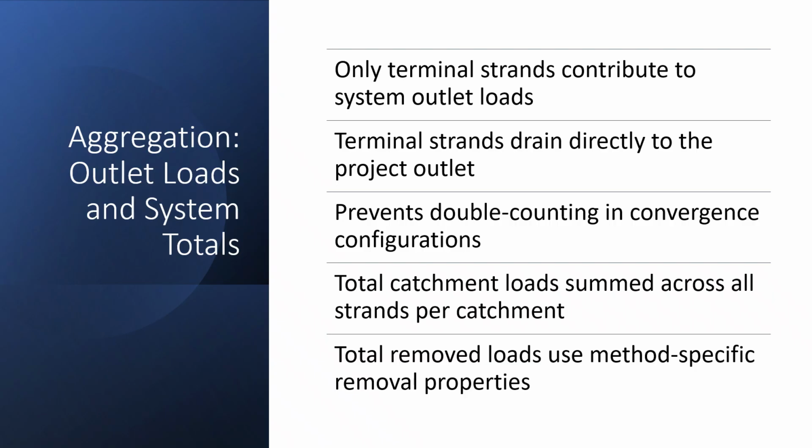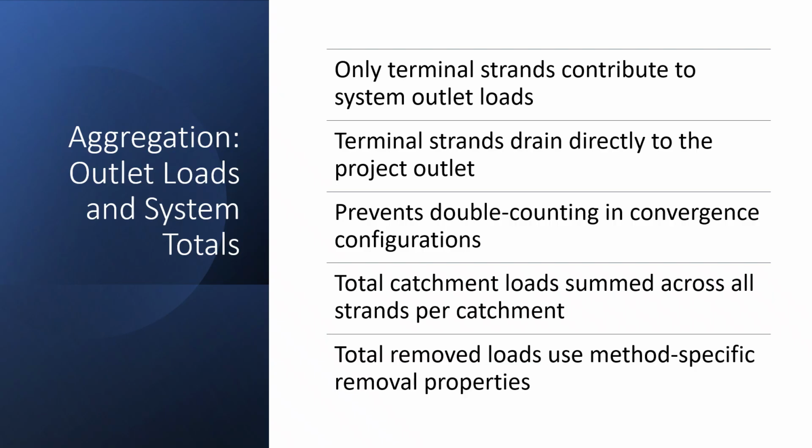Outlet loads are derived exclusively from terminal strands, meaning those strands whose most downstream catchment routes directly to the project outlet. This is an important distinction. If non-terminal strands were included in the outlet load total, loads that pass through convergence junctions would be counted more than once. By restricting outlet loads to terminal strands only, the model avoids that double counting problem.